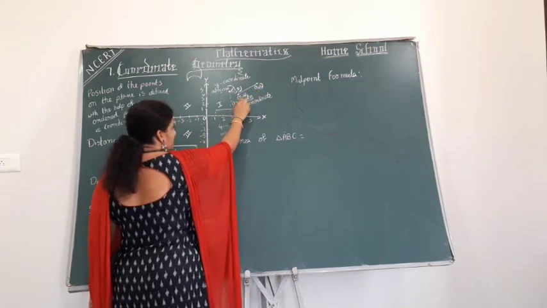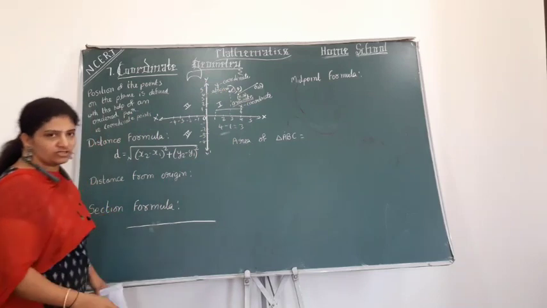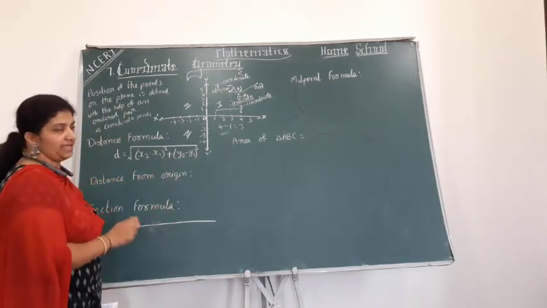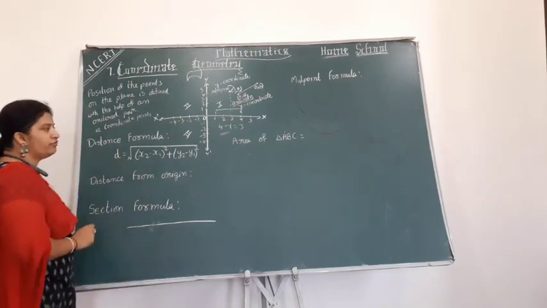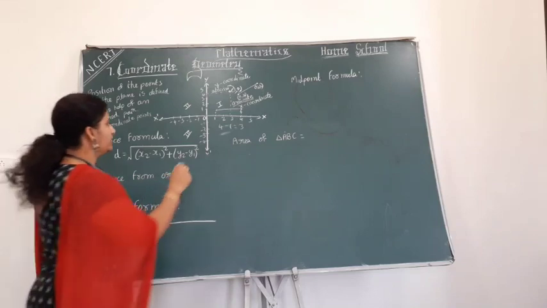√((x2 − x1)² + (y2 − y1)²). With this square root, we get the distance of a line segment. So, another formula: distance from origin. What do you mean by origin?